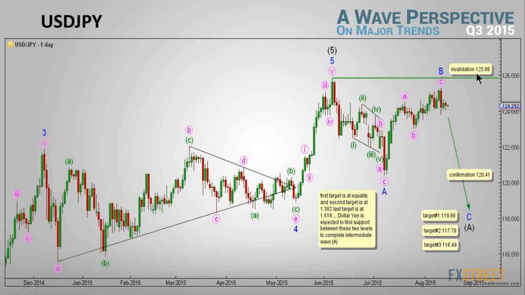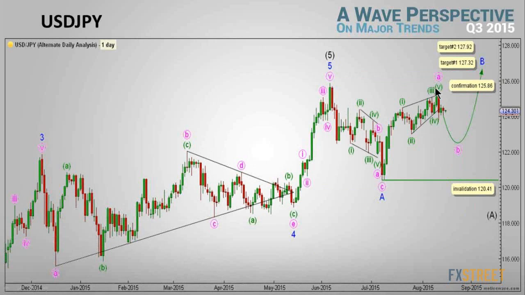This count will be discarded by movement above 125.86, as wave B blue may not retrace more than 105% the length of wave A blue within a flat correction. If that point is reached, then we will automatically shift our focus to the alternate daily count, which expects that wave B blue is incomplete and that dollar yen has more to offer toward the upside, and this count expects that wave A black is unfolding as an expanded flat correction rather than a flat correction.